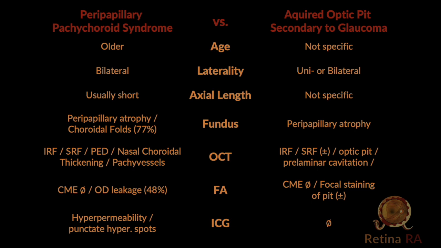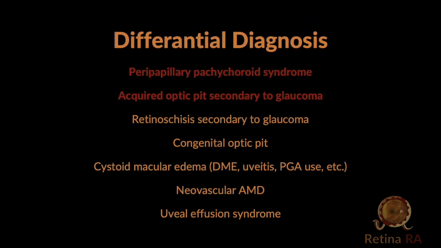Short axial length, choroidal folds, disc leakage in FA can be present in peripapillary pachychoroid syndrome. Differential diagnosis of these conditions with congenital optic pit, cystoid macular edema, AMD, and uveal effusion syndrome is very important to prevent unnecessary medical and surgical interventions.